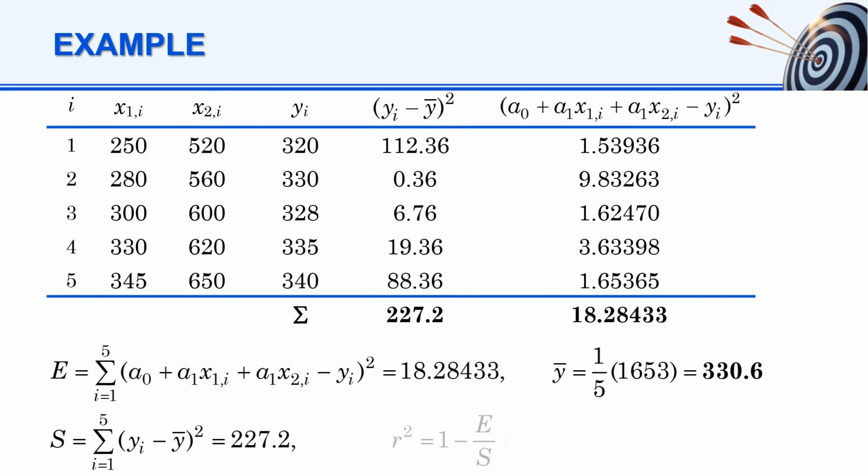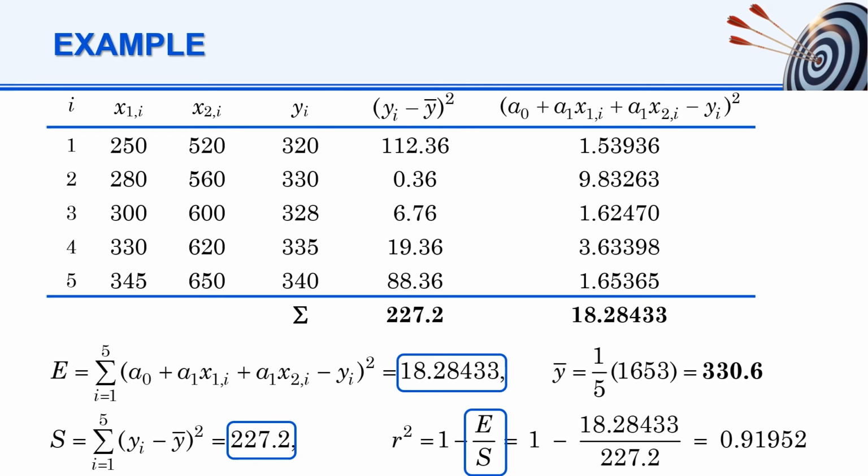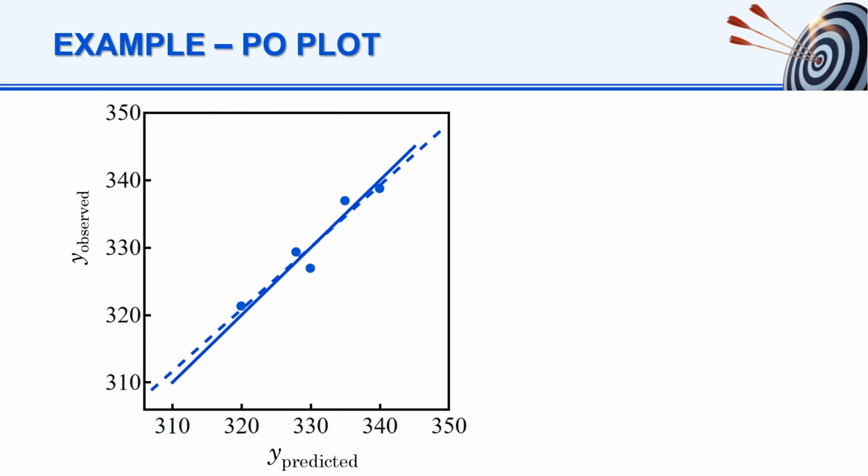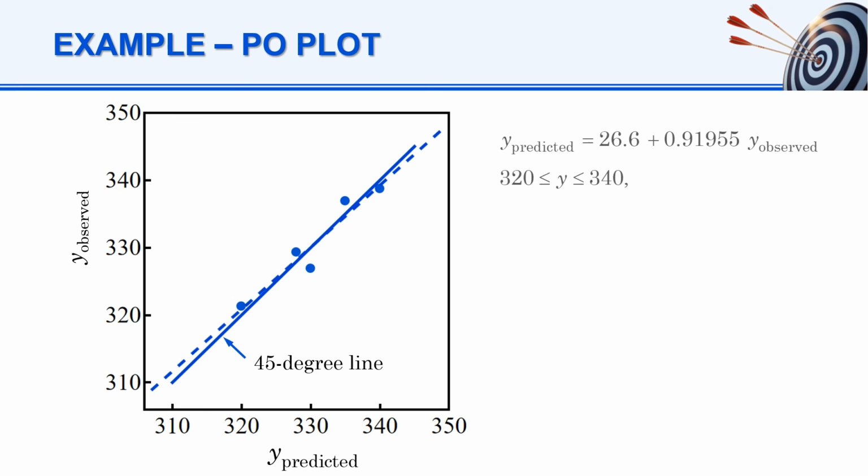Then the R-squared value is obtained as 0.91952. The best way to determine the goodness of fit for multivariate regression models is to make a PO plot. When the observed and predicted values are fitted to a line, we obtain the slope of 0.91955, corresponding to 42.6 degrees, and the bias of 26.6, which corresponds to just about 8% of the average y.